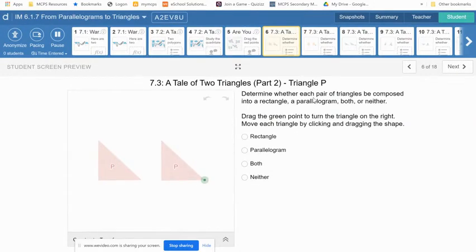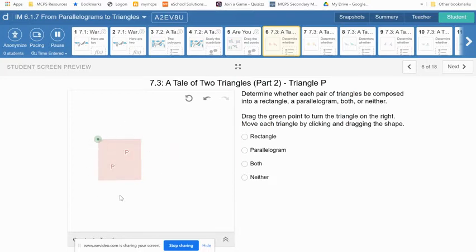Determine whether each pair of triangles can be composed into a rectangle, a parallelogram, or both, or neither. Drag the green point to turn the triangle to the right on the right. Move each triangle by clicking and dragging the shape. Okay, so I have two identical triangles. I'm going to move this by moving the angle. And then I'm going to put that there. Okay. When I put them together, they create a rectangle.